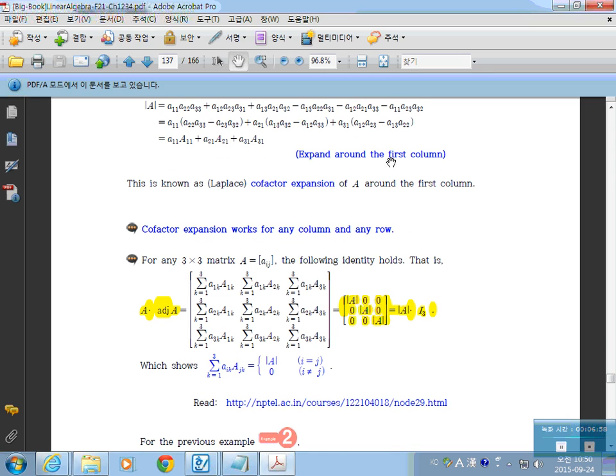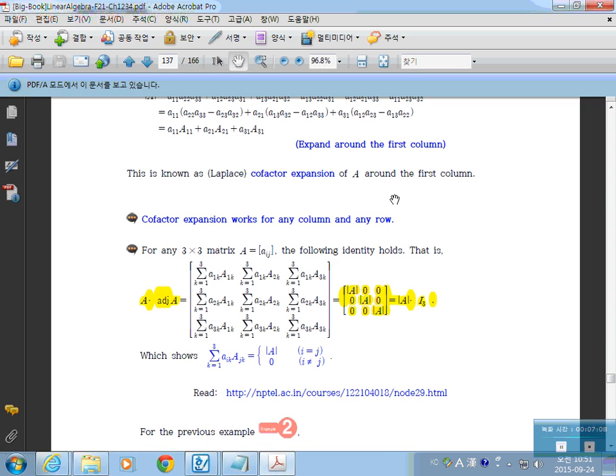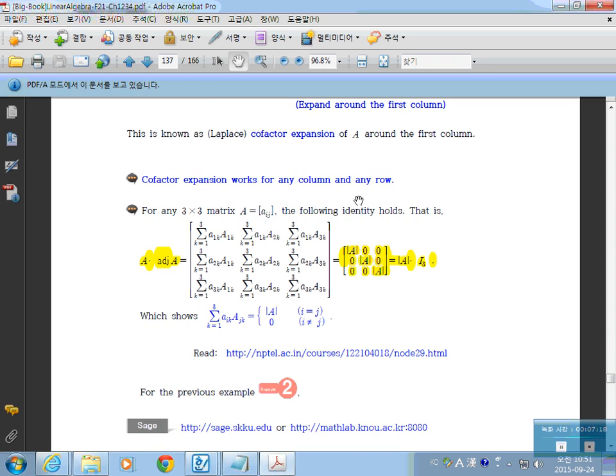It not only works for the first column, it also works for the second column and third column, and it works for the first row, second row, and third row, and the nth row as well. So this is a very important tool to calculate the determinant of a small size matrix.